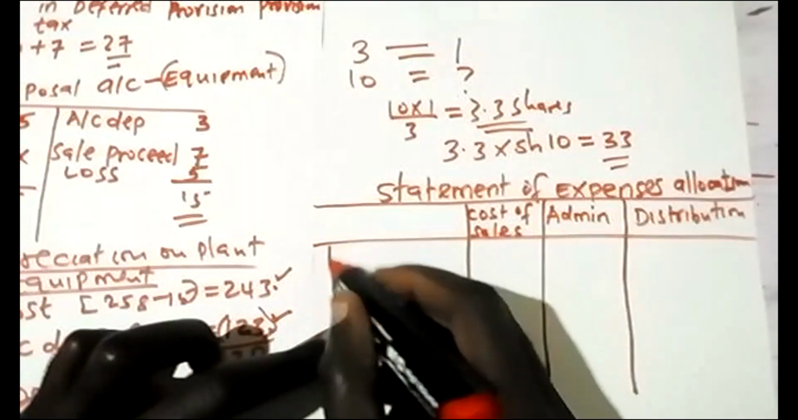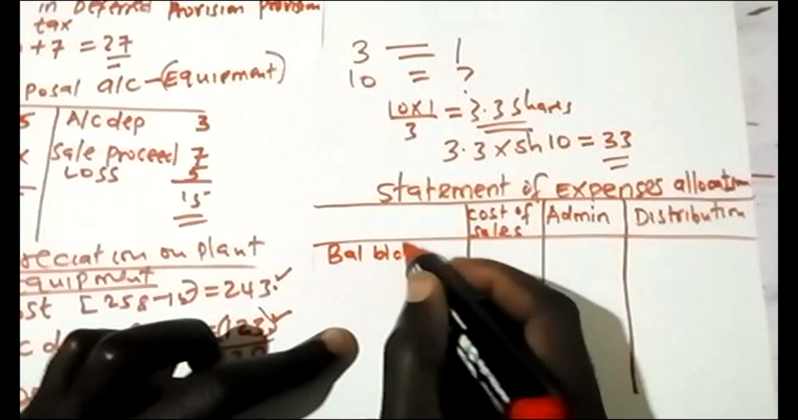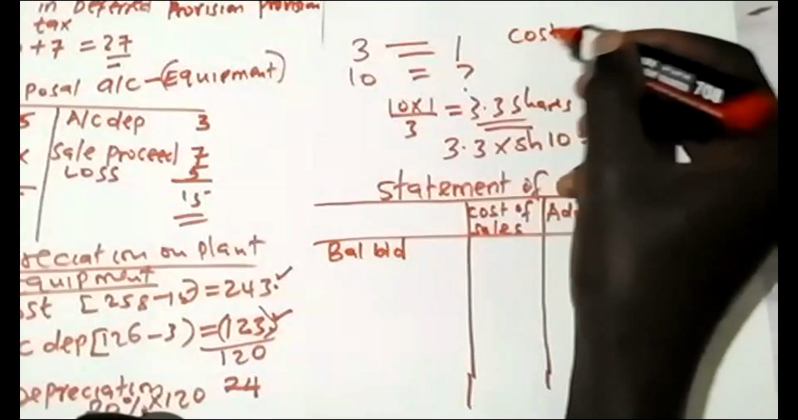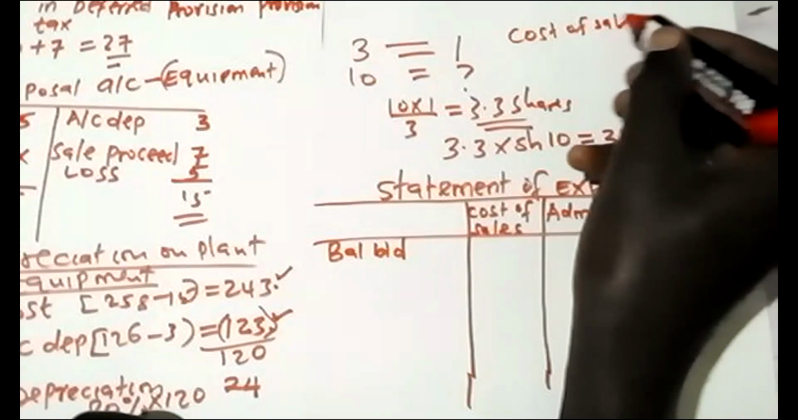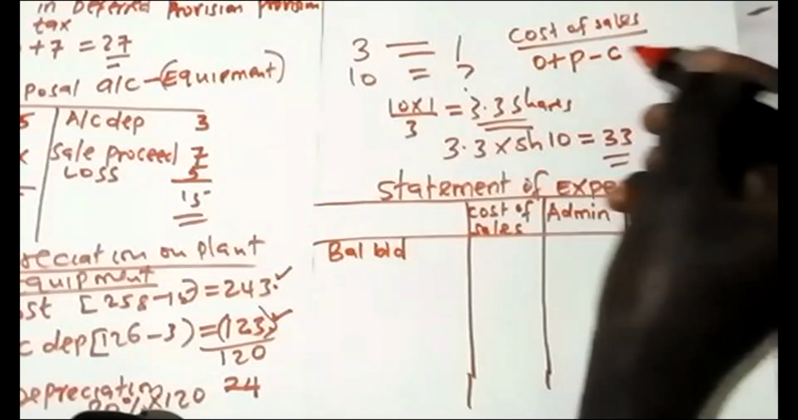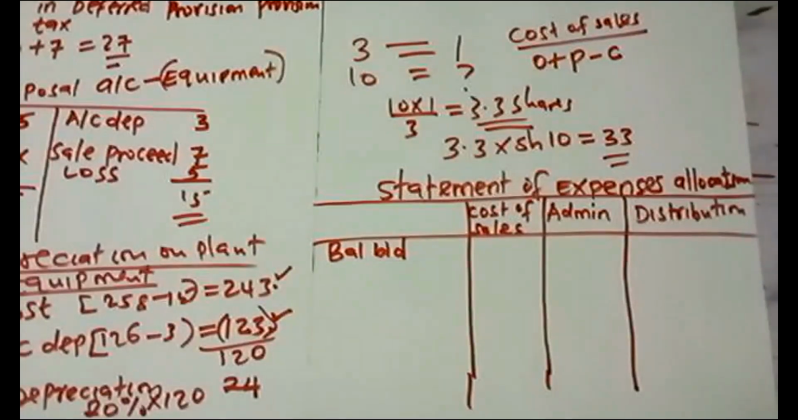So remember that we have to start with the balance brought down, which is as per the trial balance. If you are not given the cost of sales, you determine it. You take the opening stock plus purchases minus the closing stock. After getting that, we classify some expenses under that.